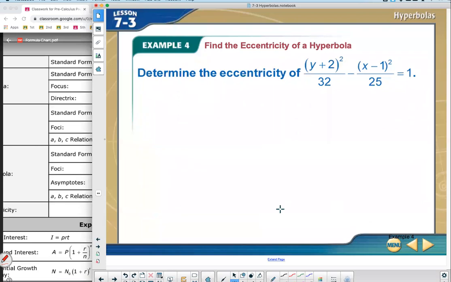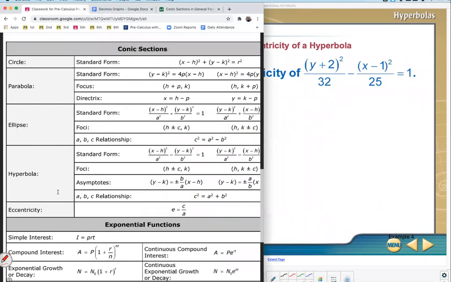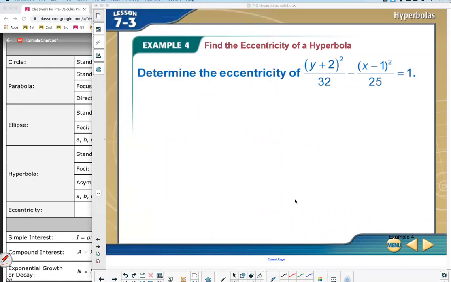Let's take a look at example 4. It says determine the eccentricity of that equation there. So eccentricity is a formula we've seen. It's the same no matter what conic section you're looking at. The eccentricity formula is c divided by a. So I'll put that down here, that the eccentricity is equal to c divided by a.